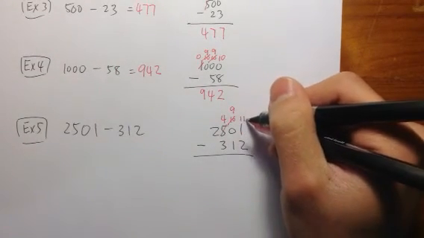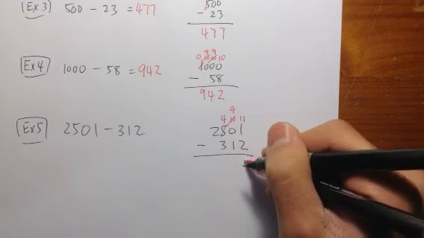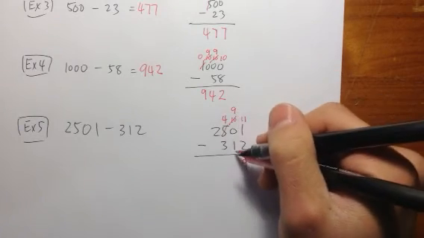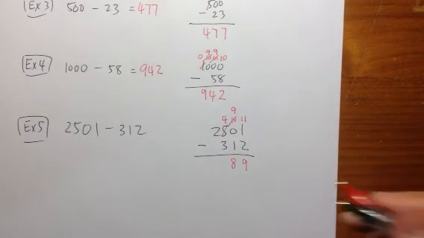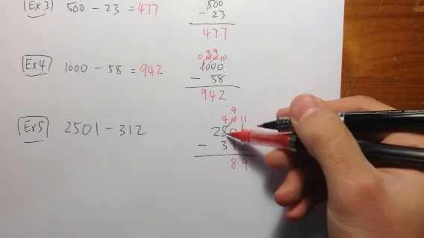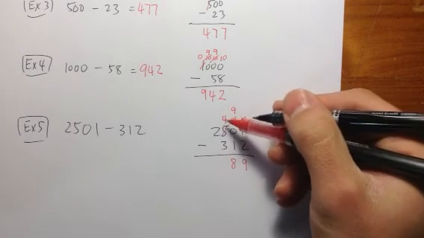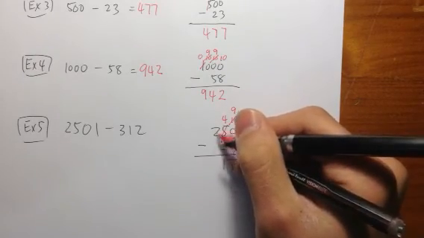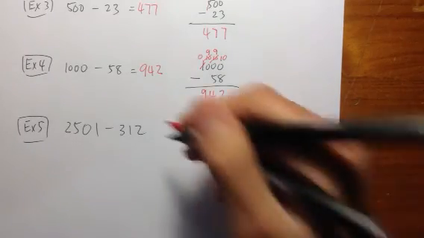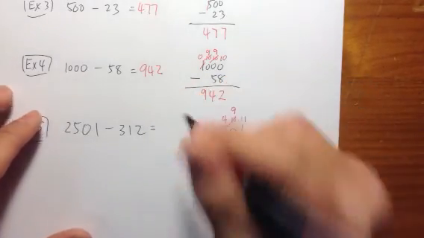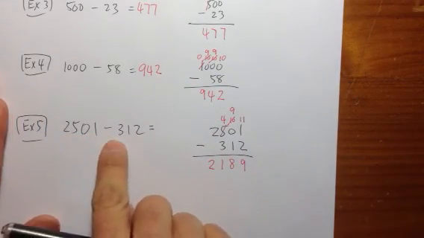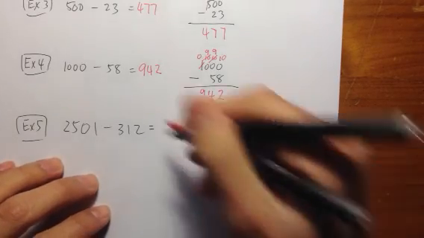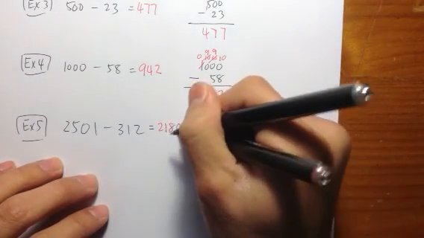So we have 11 minus 2, we have 9. And next I have 9 minus 1, we have 8. And then this is no longer a 5, it's a 4, right? So 4 minus 3, we have 1. And lastly, you have 2, just bring that down. So 2,501 minus 312 is equal to 2,189.